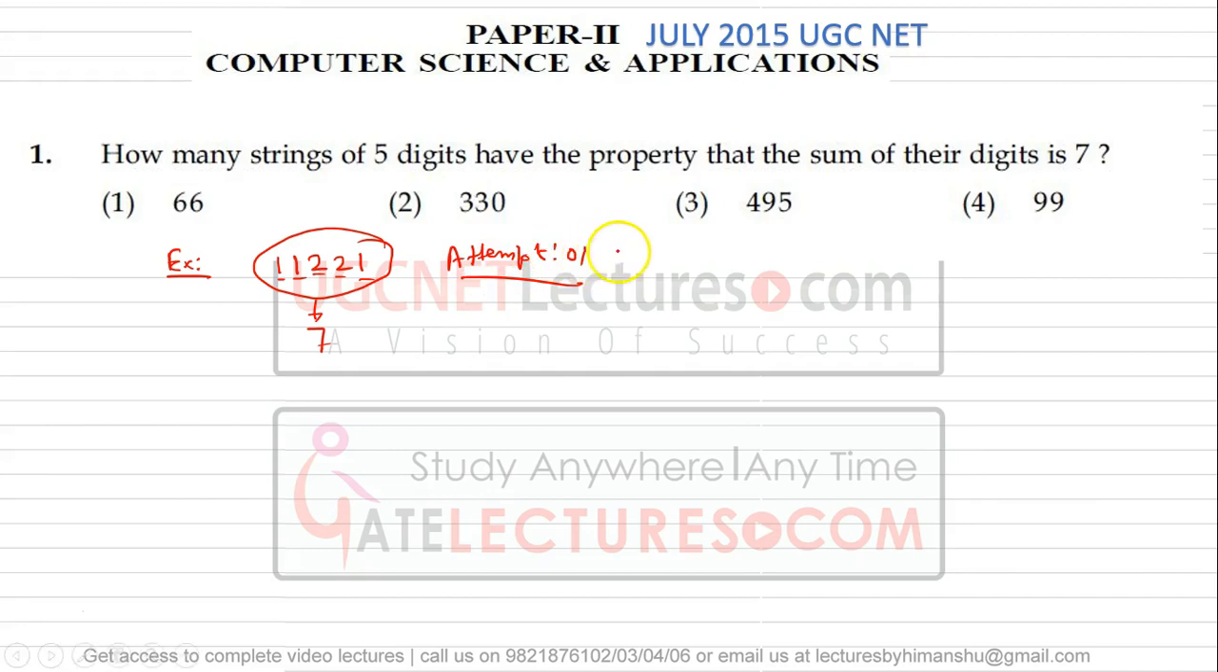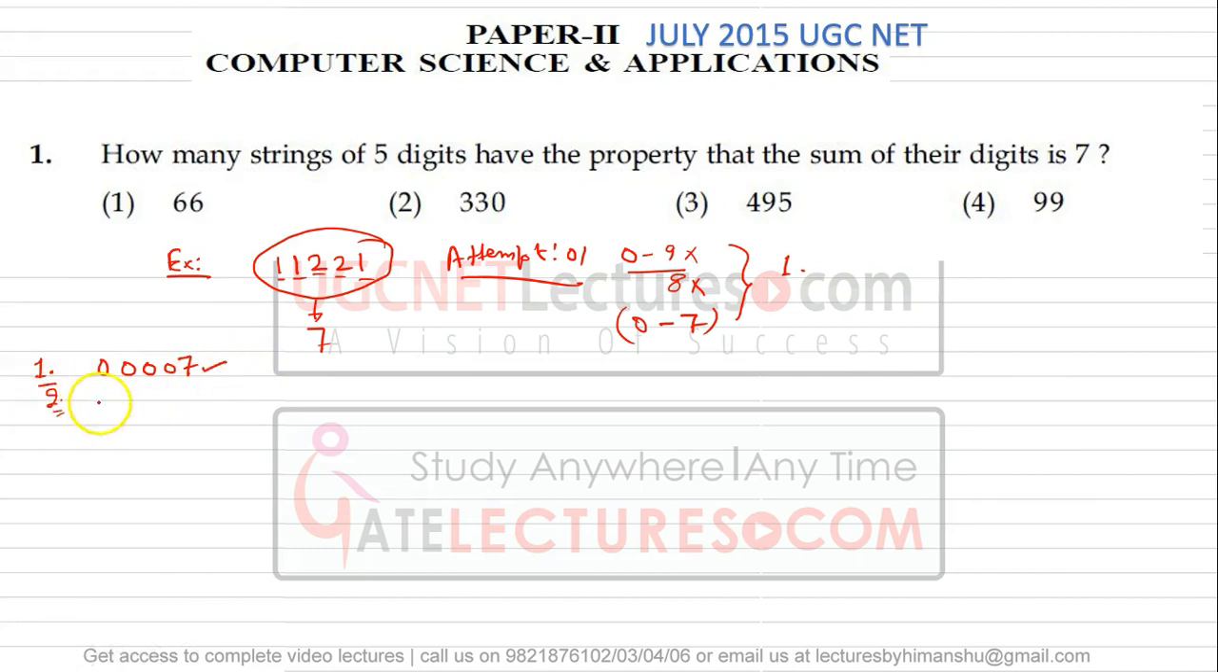So how will you do this question without it? You will say, I can take digits between 0 to 9. The problem is that 9 is greater than 7, so I cannot take 9 or 8. I can take from 0 to 7. So we can form strings in this way. The first string would be 0 0 0 0 7, a 5 digit number where the sum of the digits is 7.